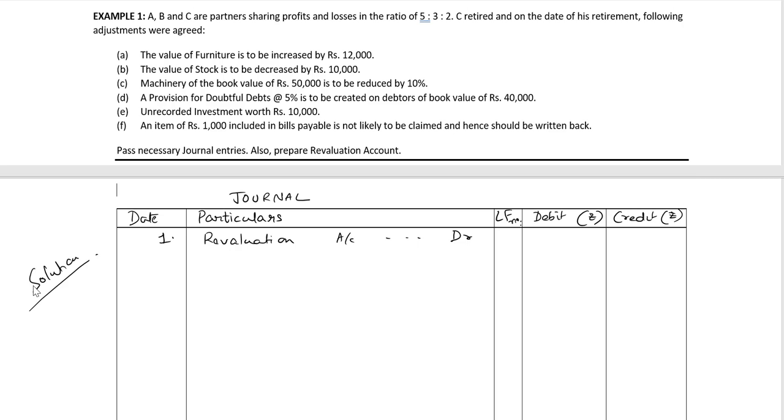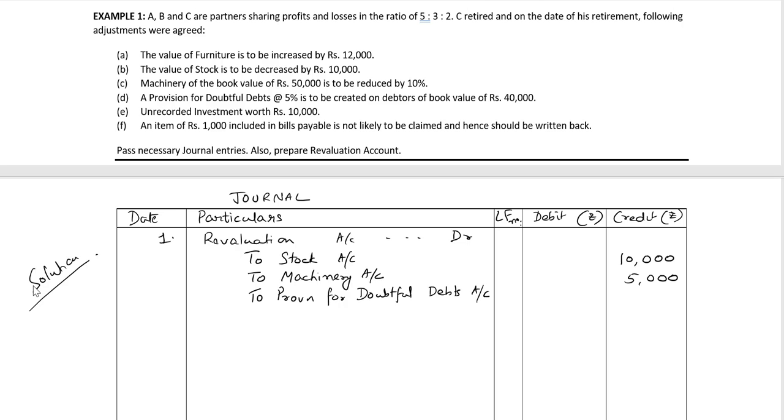At point B, we need to debit the revaluation account because we need to decrease the value of stock. So to stock account, 10,000 rupees. Point C, we need to reduce the value of machinery. To machinery account, 10% of the book value, rupees 50,000, so it's 5,000 rupees. Point D, we need to create a provision for doubtful debts. The amount is 5% of debtors whose value is 40,000 rupees, so it's rupees 2,000.